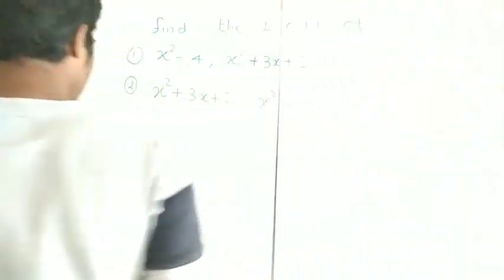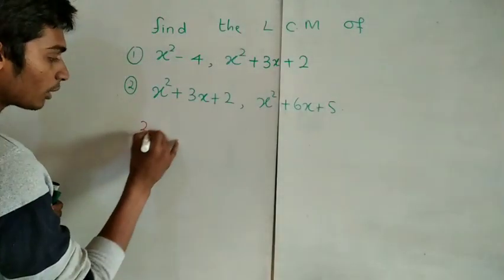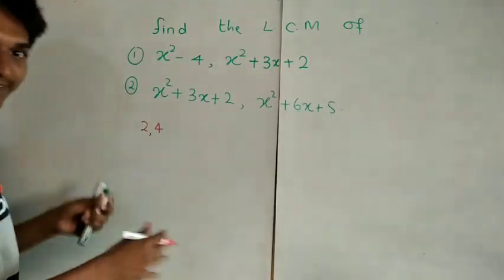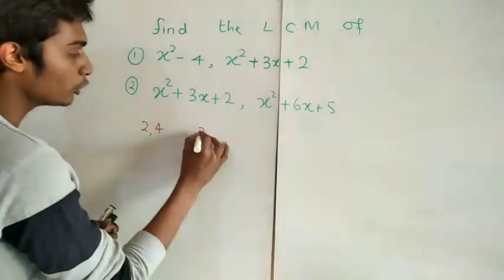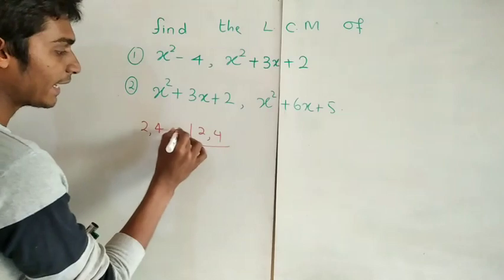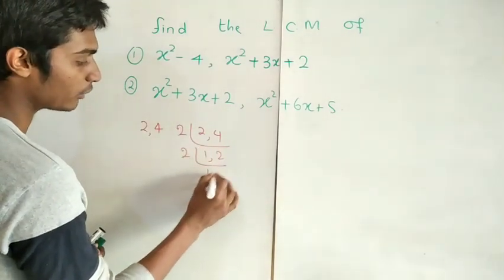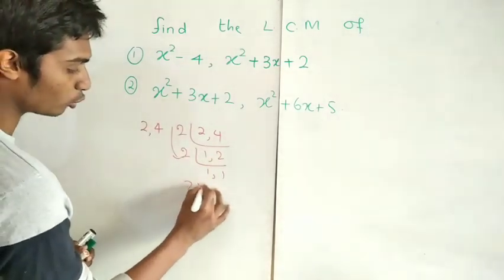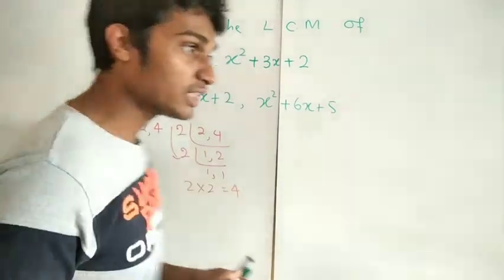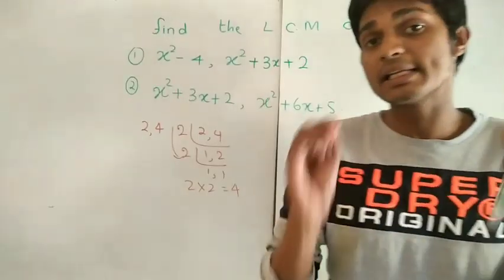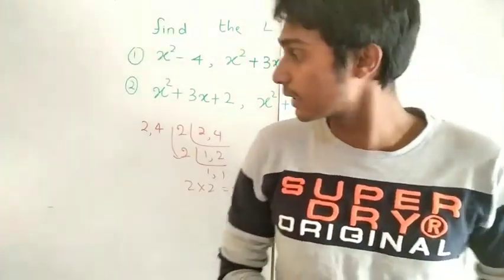For example, if you have 2 and 4, find the LCM of these. What do you do? You put 2, 4 and divide by 2, so you get 1 here and 2 here, and divide this by 2 further, so you get 1 here and 1 here. Just multiply them, so 2 into 2 is going to be 4. This is very simple stuff that you have already learnt in lower grades.